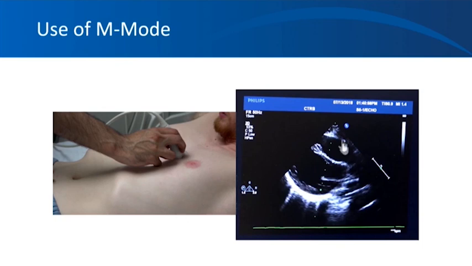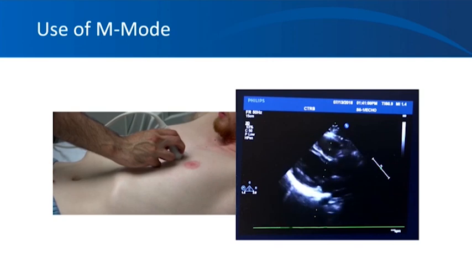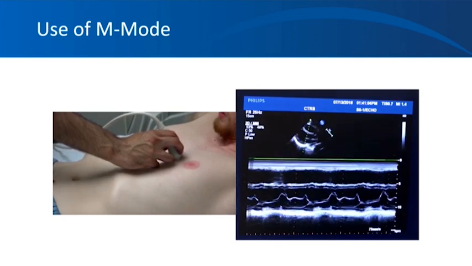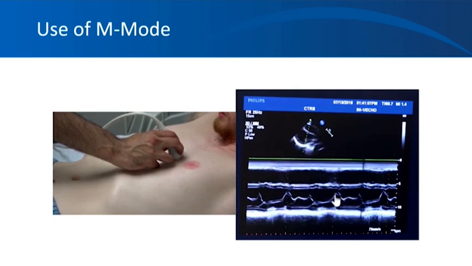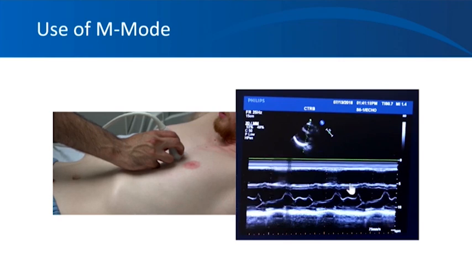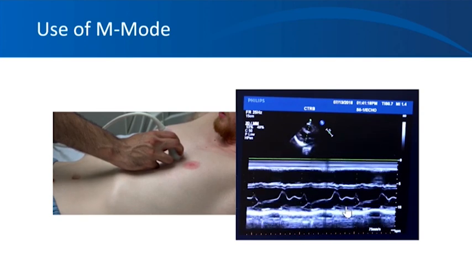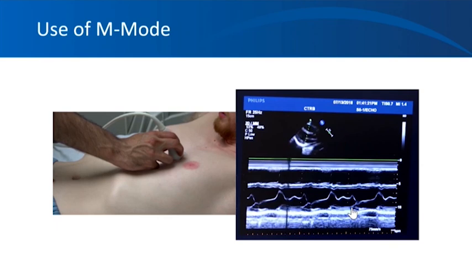First of all, we need to get a good grayscale image of the parasternal view, and then you turn on the motion mode and bring the motion mode cursor to the tip of the mitral valve leaflets. Once you do that, you get a tracing like this. This M-shaped tracing here is the motion of the anterior mitral valve leaflet, and this part here is the septum, and here you see the mirror image that represents posterior mitral valve leaflet motion.